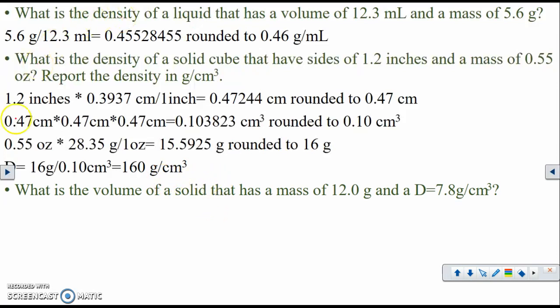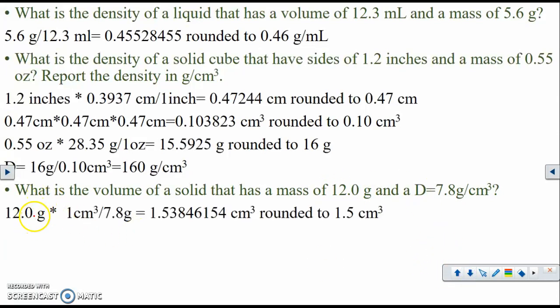Now we have measured the density of a liquid and a solid cube. Now we're going to be calculating volume from mass and density. So again, if you go back to your density pyramid, the way that you calculate volume is you take the mass and you divide it by the density. So this is actually 12 divided by the density. Now what I have done here is I actually used dimensional analysis. So the density can be expressed as 7.8 grams over 1 cubic centimeter.